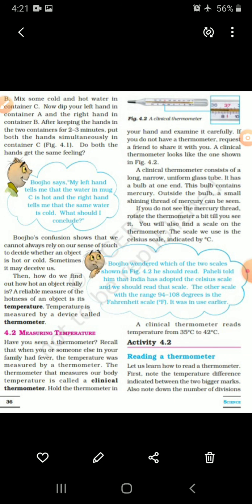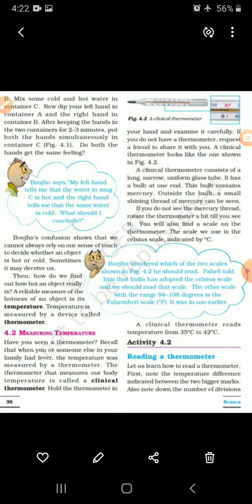Dip your left hand into container A. Now dip your right hand into container B. After keeping the hands in the two containers for 2-3 minutes, put both hands simultaneously in container C. Do both hands get the same feeling? You will get confused because you found no change. Then how do we find out how hot an object really is?